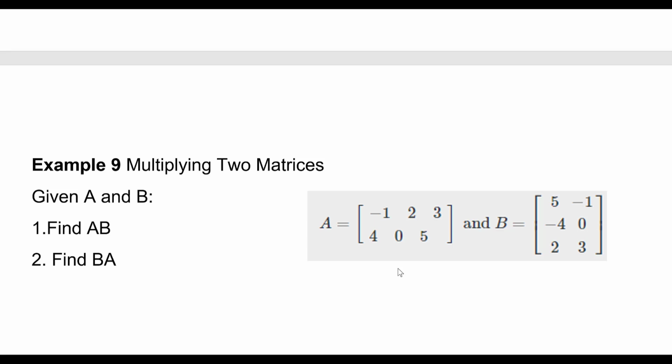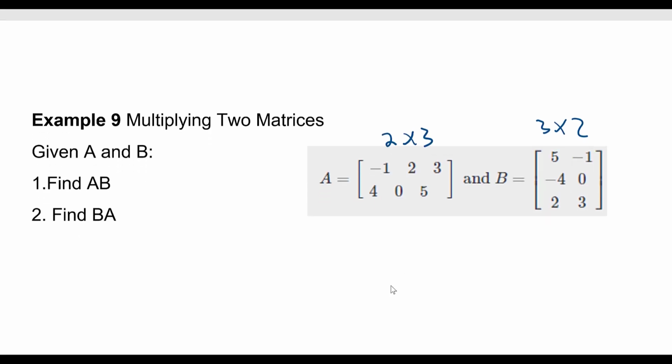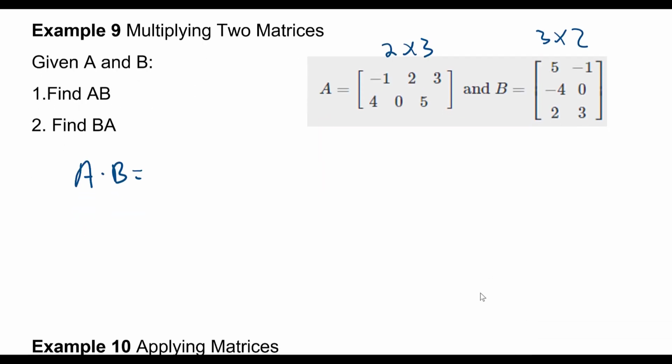We have this one is a 2 by 3, 2 rows, 3 columns. This is a 3 by 2, so this is going to be 3 by 2. Any prediction of what the result's going to be? Okay, so first we're going to find AB. So for AB, I feel like I'm probably going to need more space than what I have here.